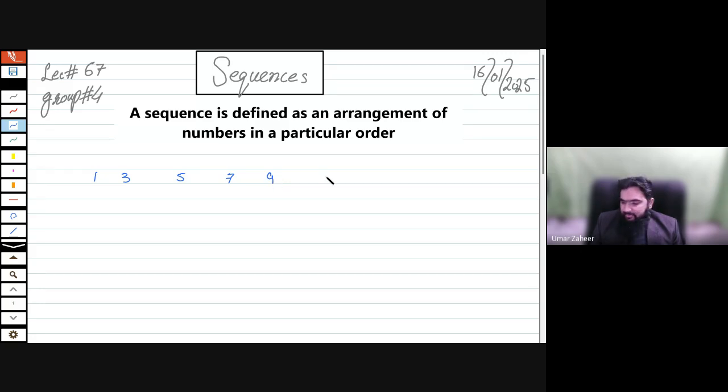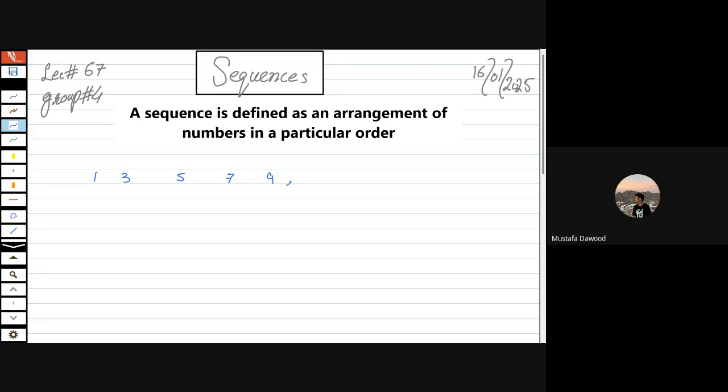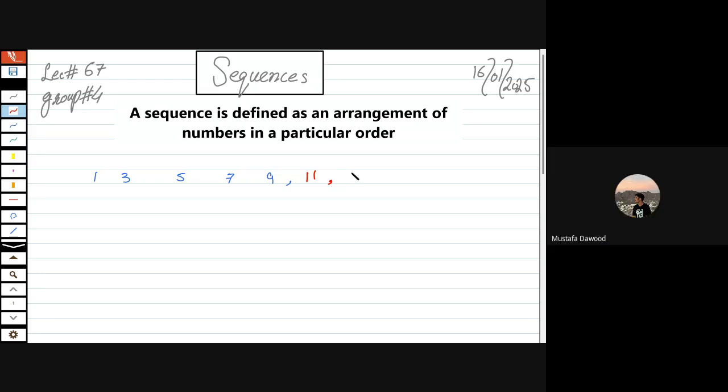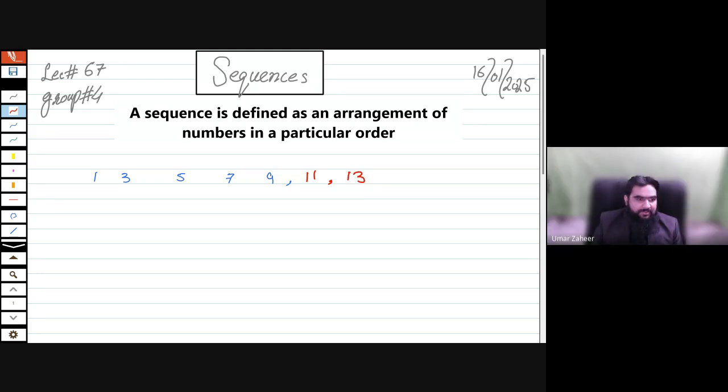Yes, Mustafa, what will be the next one? Sir, 11. That will be 11. Yes, next one, 13. 13, and so on. So basically, you have to look for the pattern, where the difference of any consecutive numbers is going to be 2. In the same way, the difference is 2 here as well. So you have to predict that the next number is going to be 11, and the next one 13.